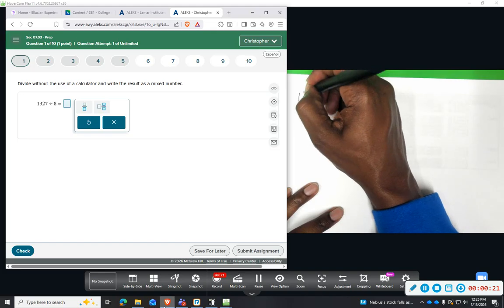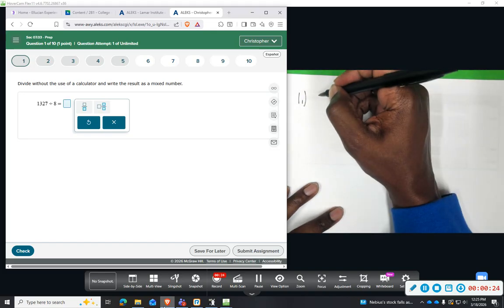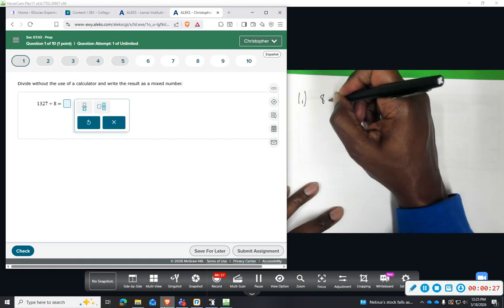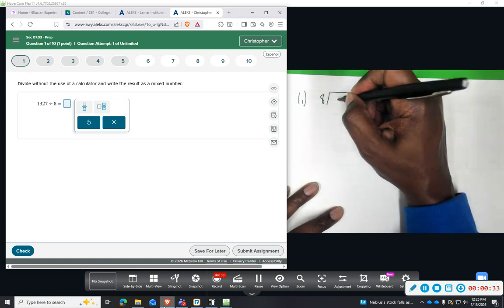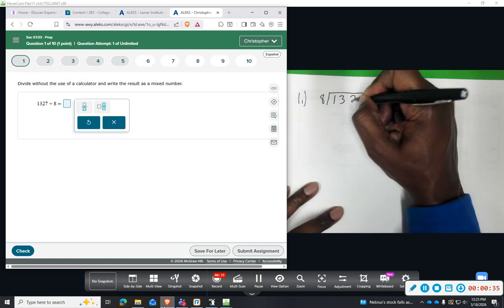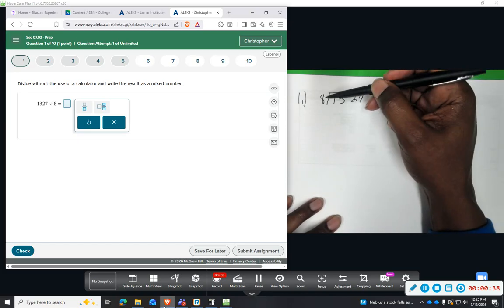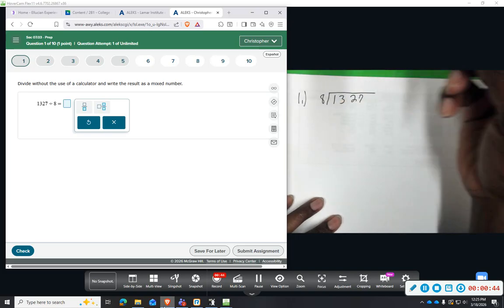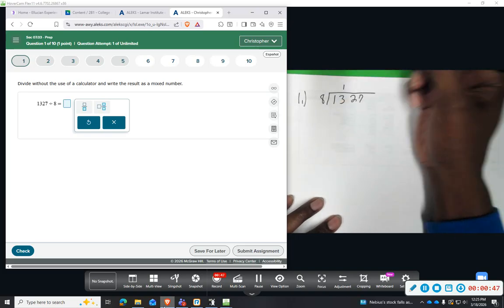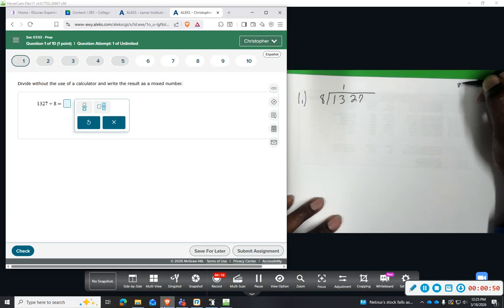So we're going to start out. 8 is going to be on the outside, and we're dividing that into 13/27. When we do this, we want to see how many times 8 will go into 13 without going over. So it'll be 1, and usually people would write the multiples of 8 out: 8, 16, 24, 32, and you'll just keep going.